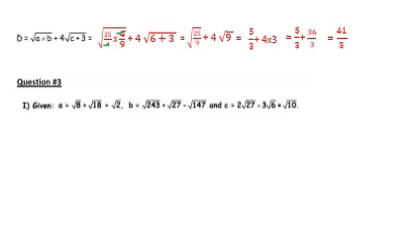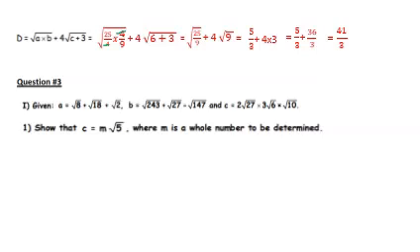Now let us go for question number 3. I have A, B, C, as you can see, and in the first exercise, we need to show that C equals M radical 5, where M is a whole number to be determined. So this is very easy. You put C and you decompose 27.